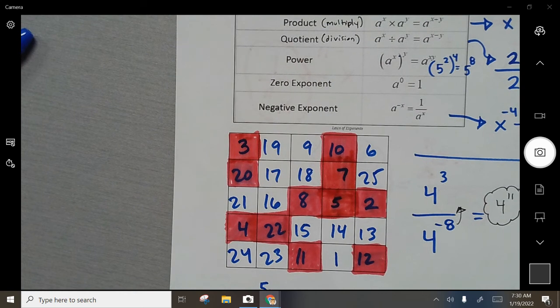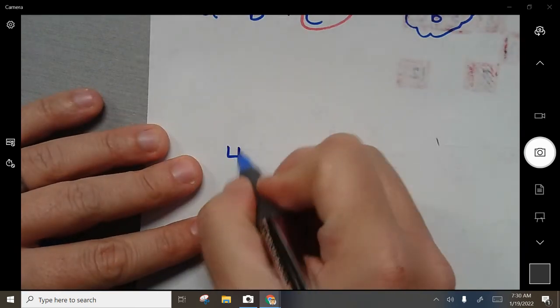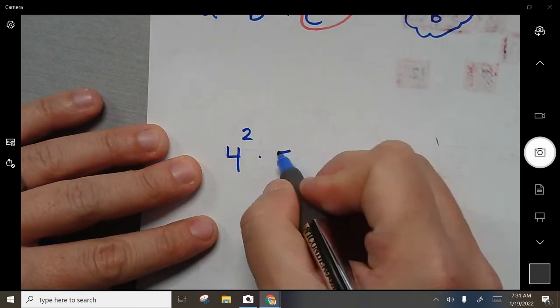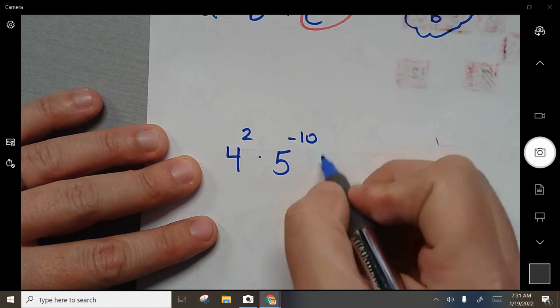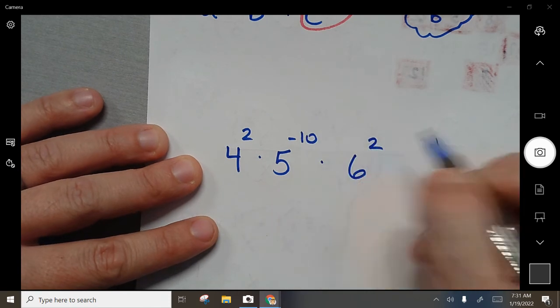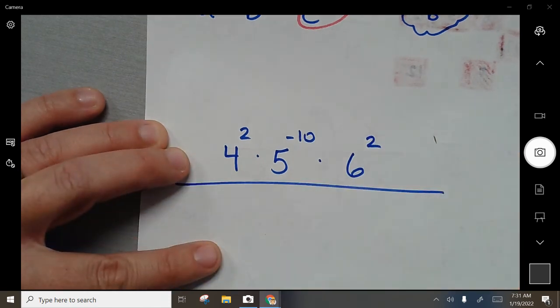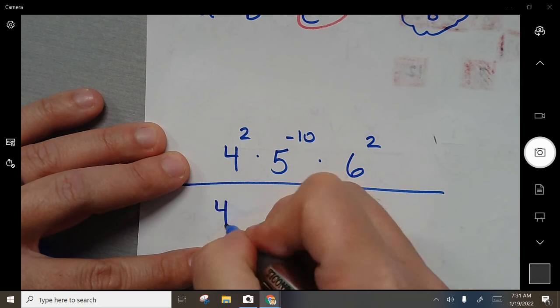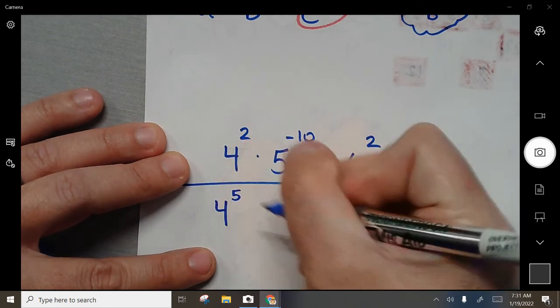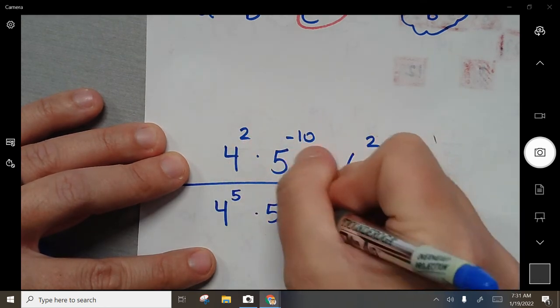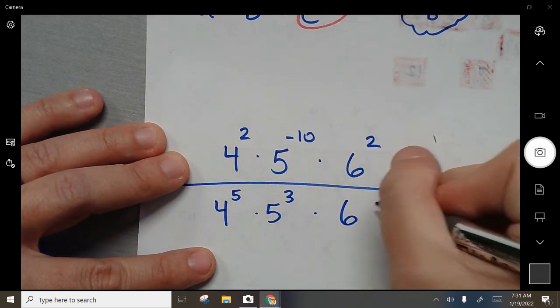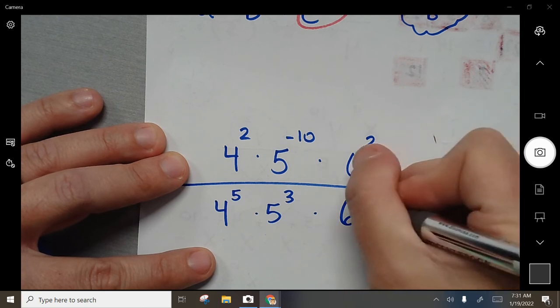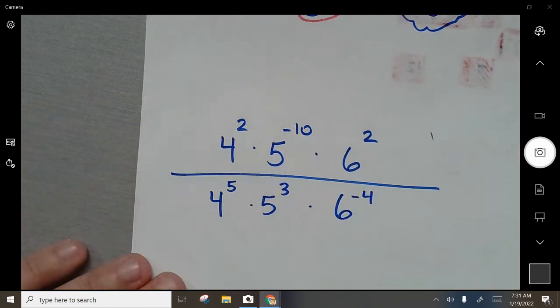I want to make sure you are good with that kind of concept because you're going to see ones just like that. And let's try a tricky one. 4 to the 2nd times 5 to the negative 10th times 6 to the 2nd, all over 5 to the 3 times 6 to the negative 4. All right, take your time.